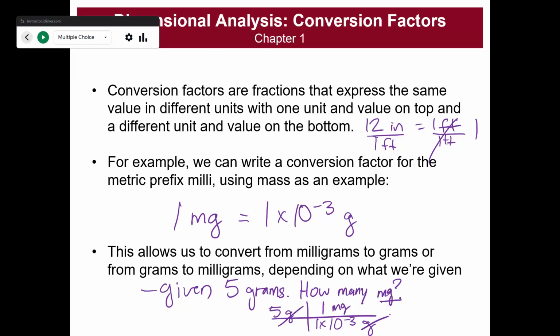So 5 grams times 1 milligram, that's still 5, divided by 1 times 10 to the negative 3. When we divide by a negative exponent, when we divide by that small number, 1 times 10 to the negative 3, our number is going to get bigger. So we're going to end up with 5,000 milligrams.